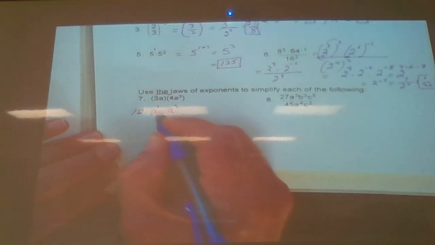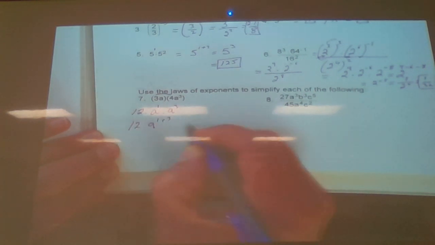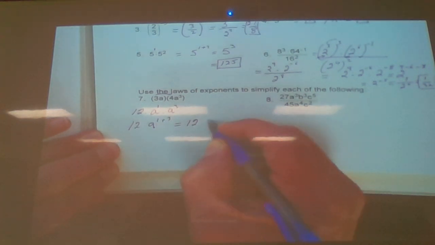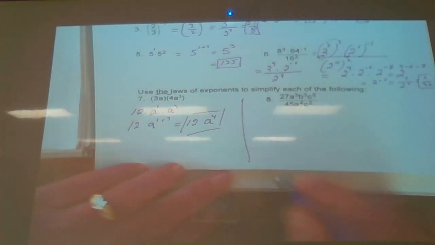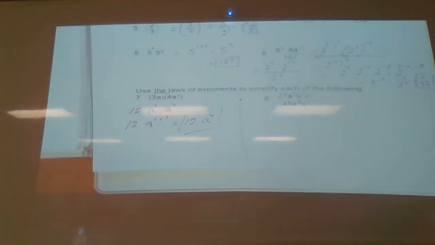Same base with multiplication like this, the rule says you add the exponents. So that's what we're going to do. So it's 12a to the 4, and that's all they're asking me, is to simplify this. I'm going to do the same thing with number 8.